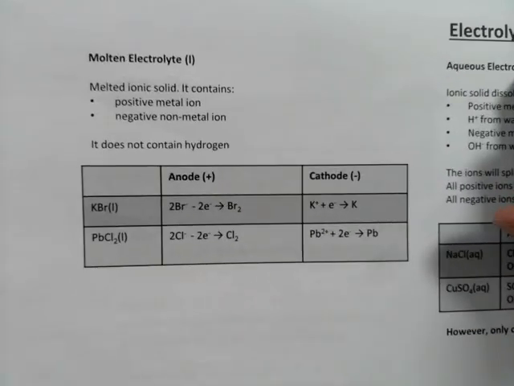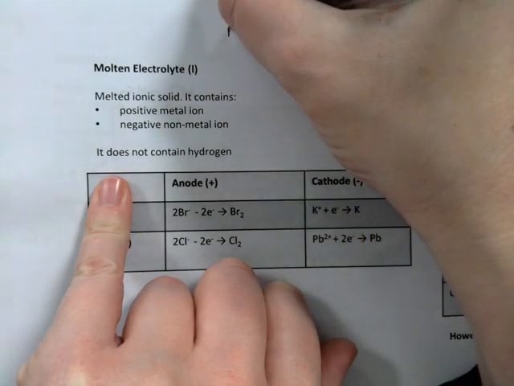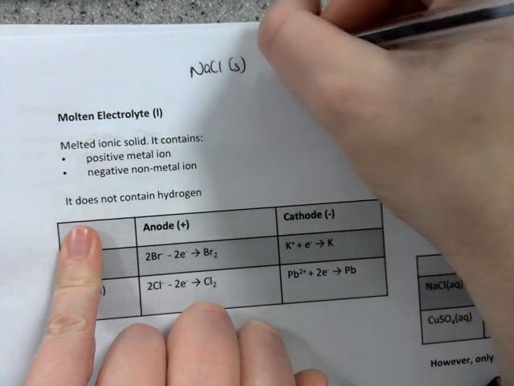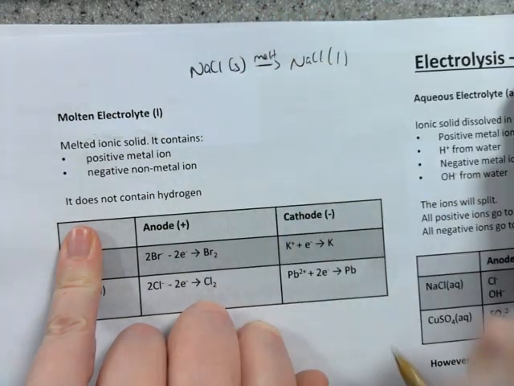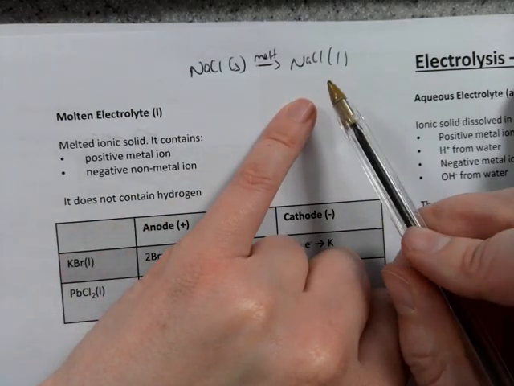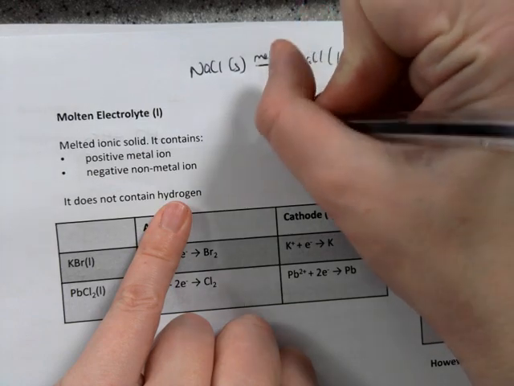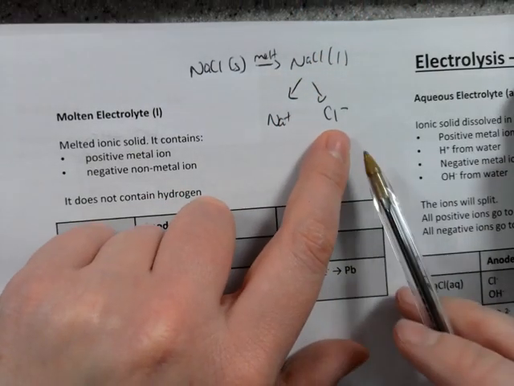Molten is pretty straightforward. If you have melted your electrolyte, so let's say I have my NaCl, it's my ionic compound, it's solid, it can't conduct electricity, so I melt it so that the ions are mobile, and now I've got something that I can split using electricity. NaCl liquid contains 2 things. It contains a positive sodium ion and it contains a negative chloride ion. That's all it contains.